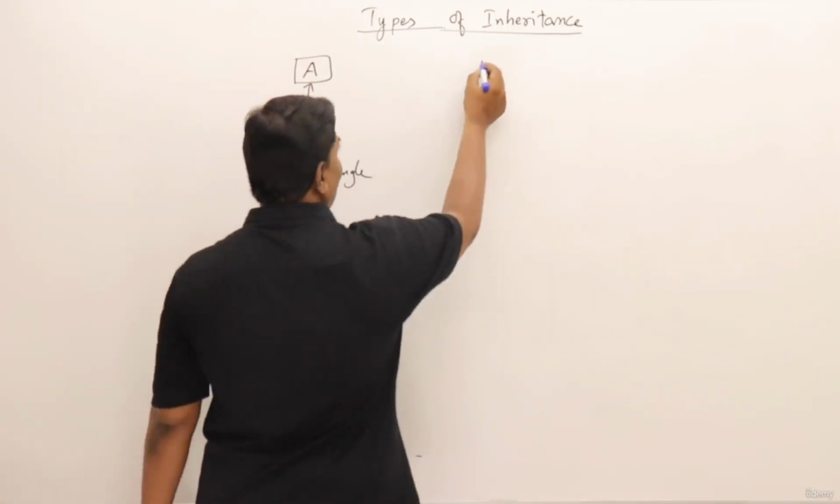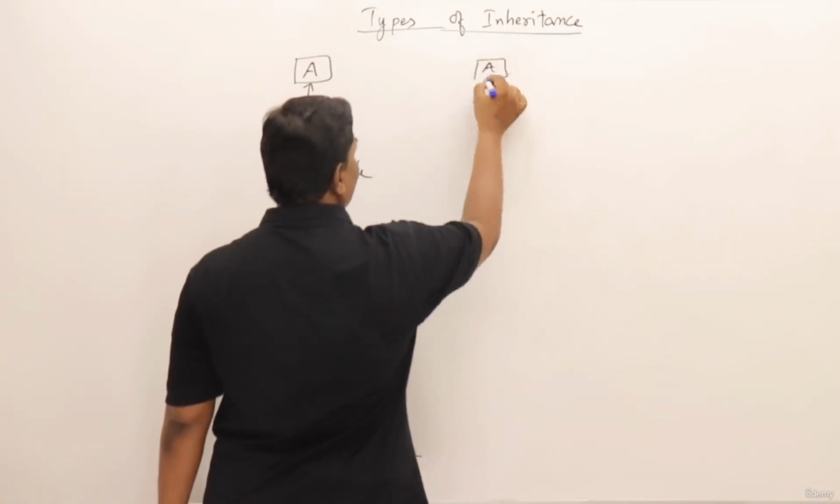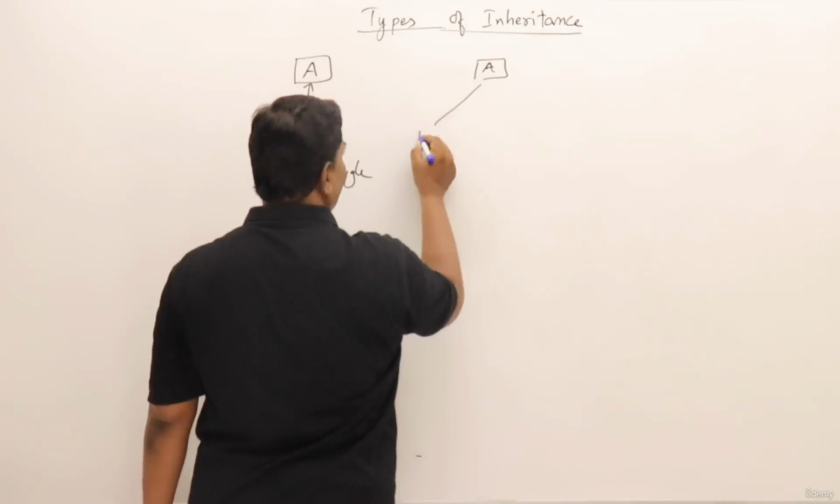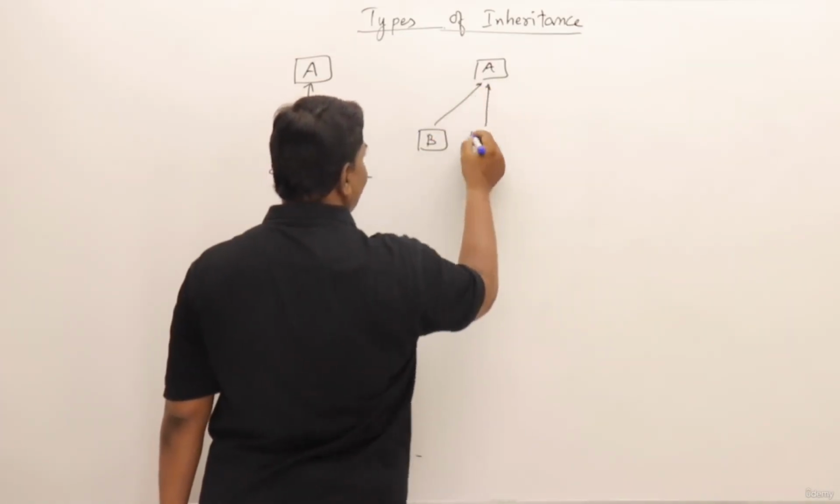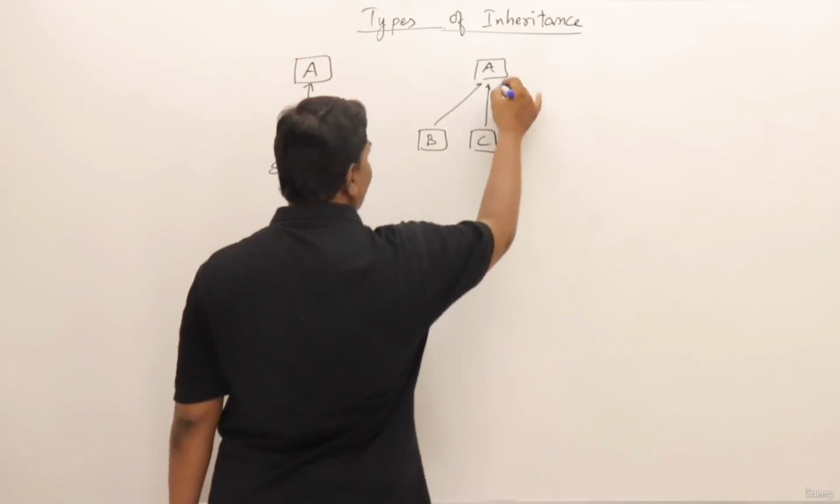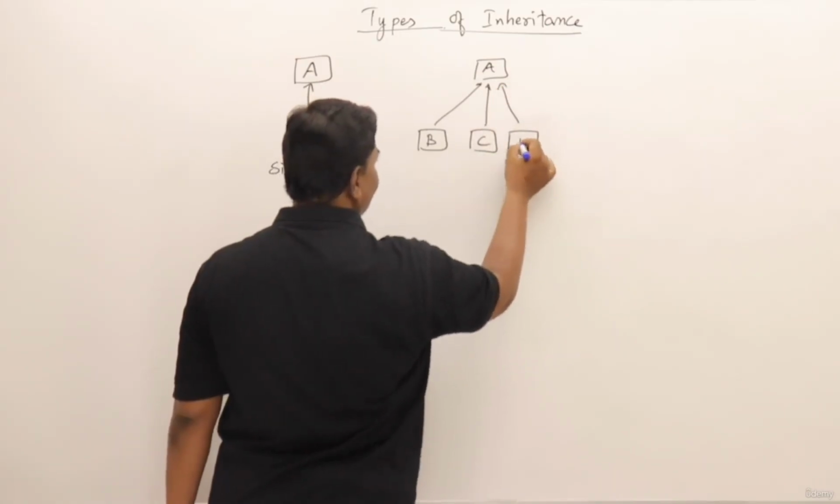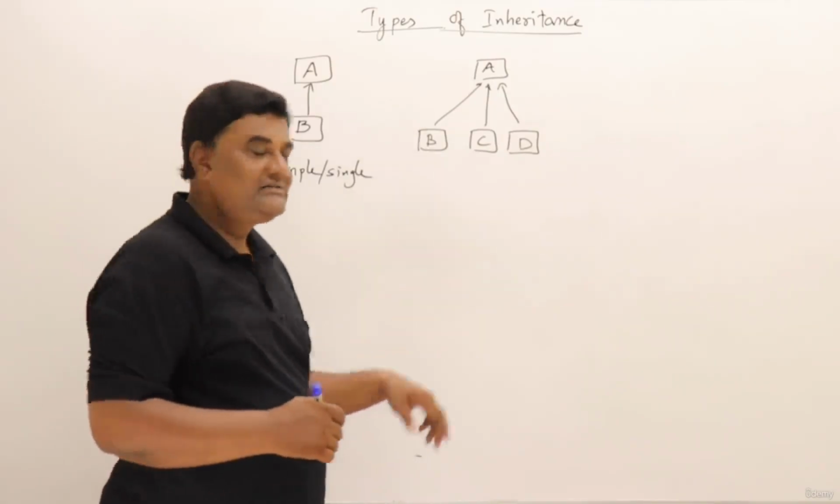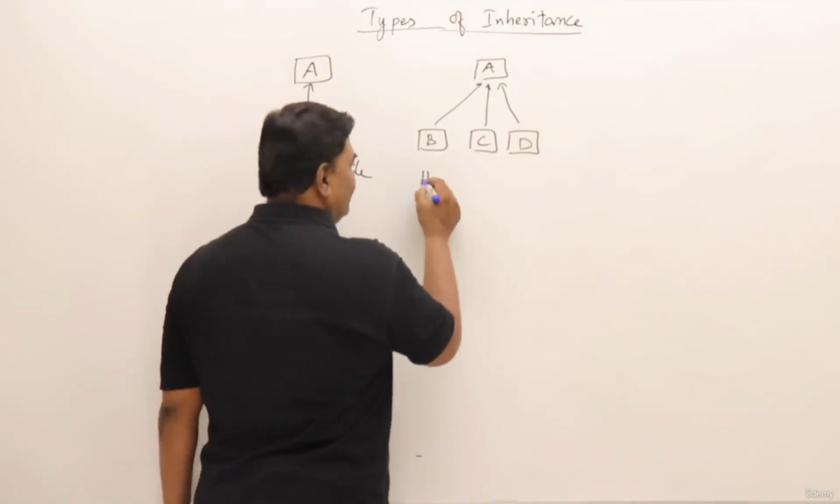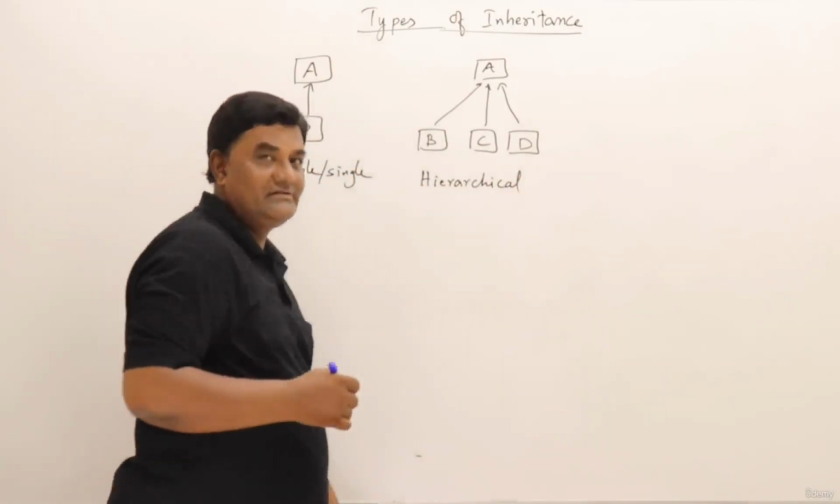Next is, if you have a class A, then from that there are more than one classes inheriting, that is, B is inheriting from this one, and C is inheriting from this, as well as D is inheriting. So more than one class is inheriting from the same class. This is hierarchical inheritance.